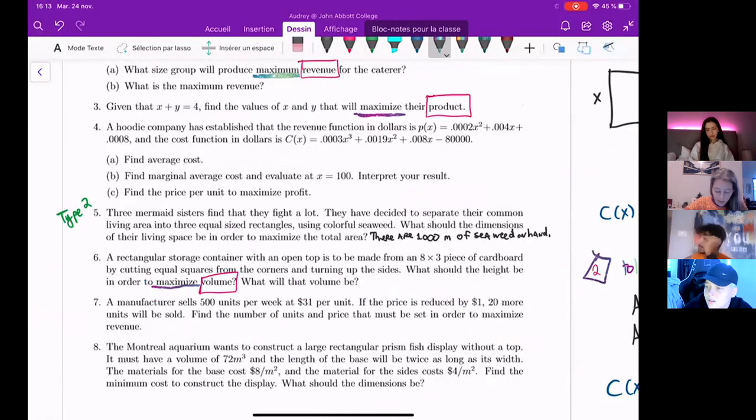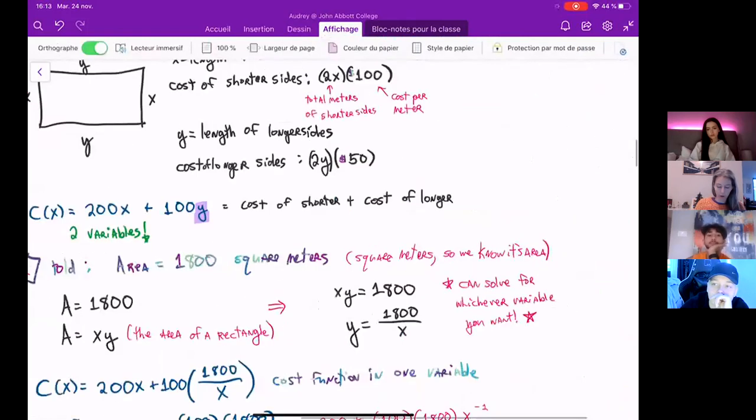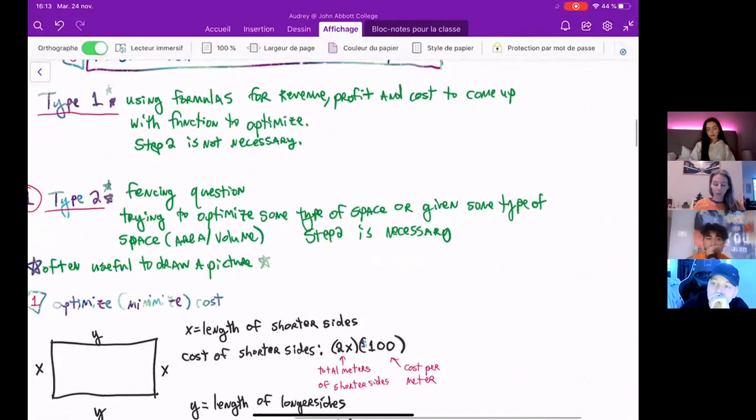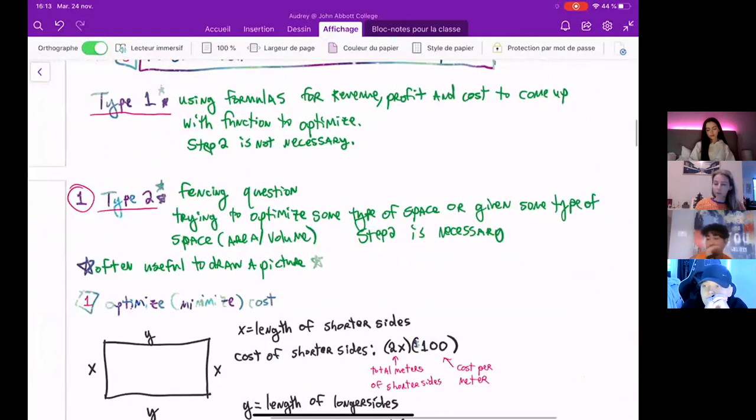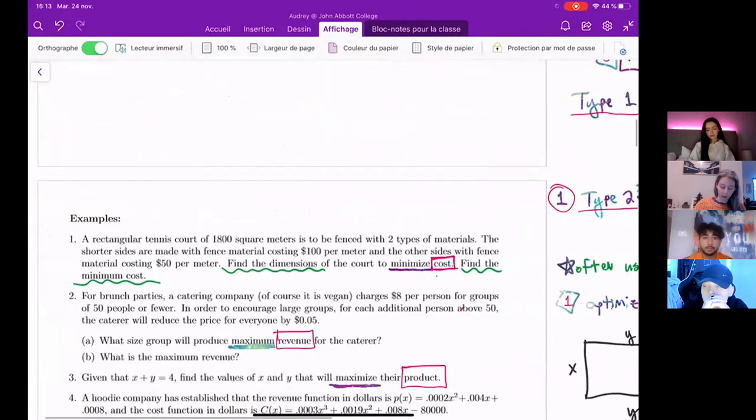You got it, Alex. Here it says maximize. I want to maximize what? Total area. So the area of the whole thing. We've also said that with type 2 questions, when trying to optimize some type of space, like area or volume, step 2 is necessary. And it's often useful to draw a picture when we're dealing with type 2 questions. So we're going to draw a picture of this thing.